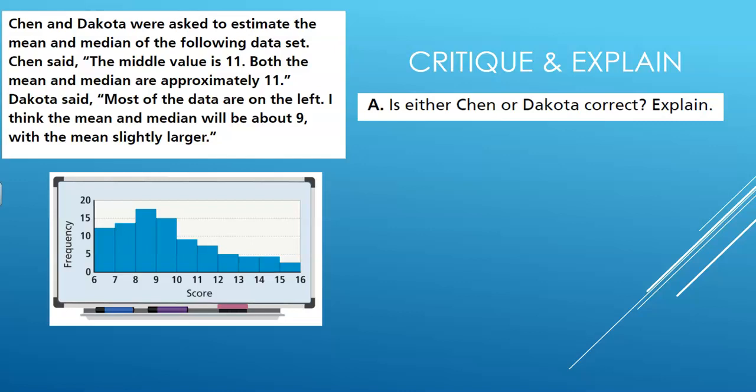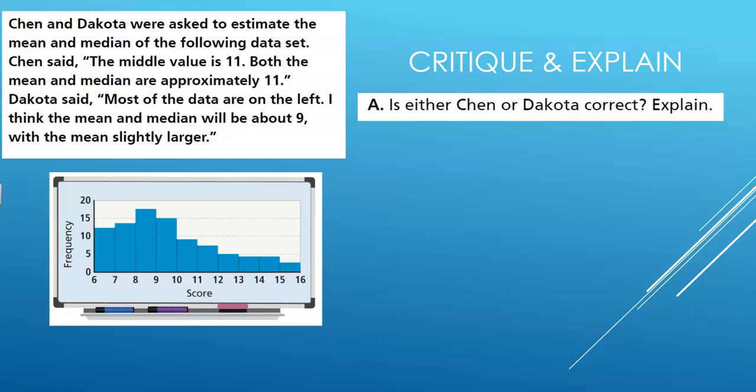So here's an example. Ken and Dakota were asked to estimate the mean and median of the following data set. So there was a score and the frequency of that score. And we don't know what it was. We don't really know if it was some kind of sports activity or something. The middle value, Chen said, was 11. Both the mean and median are approximately 11.